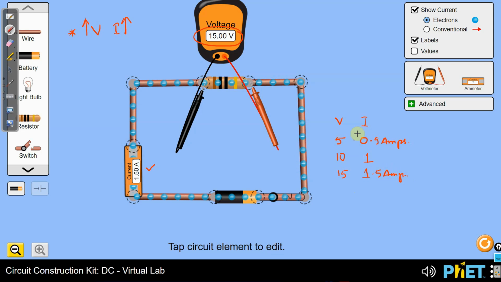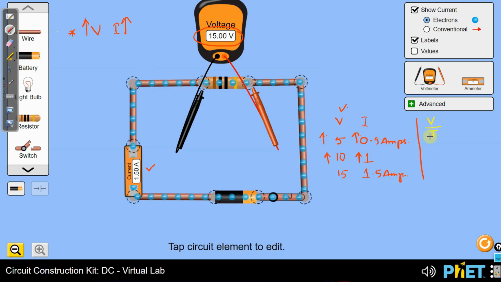Great. So let's now try to understand what Ohm's law is trying to say. Ohm's law is trying to say that if you increase the voltage, the current will increase. But not only increasing, it will increase in proportion. Okay, what do you mean by proportion? It will increase in a fixed ratio. Let me try to prove it to you, right?